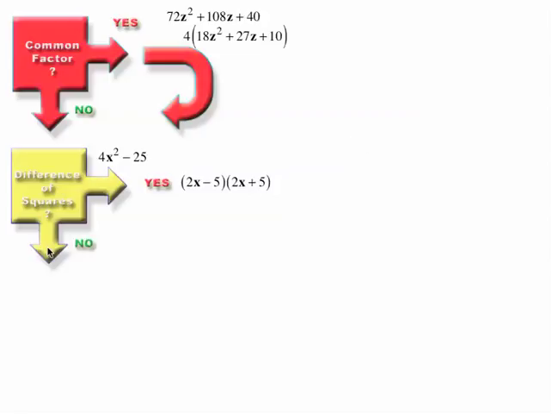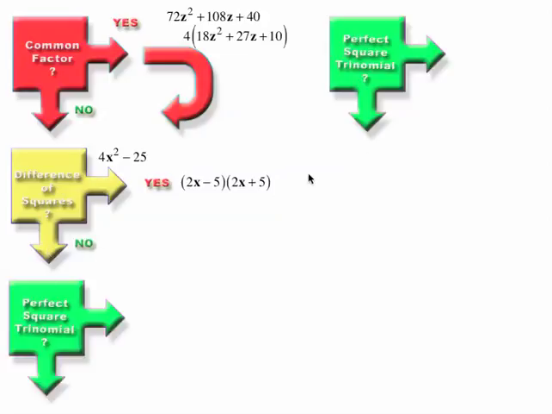Okay, if no, then you go on to the next one, which is perfect square trinomial. So, do you have a perfect square trinomial? Now, to recognize a perfect square trinomial, the first term is a perfect square, the last term is a perfect square. And if you take the square root of the first term, in this case we get 2n.